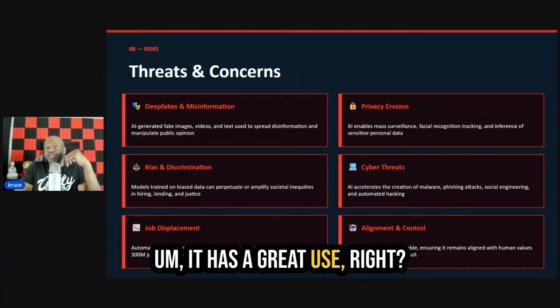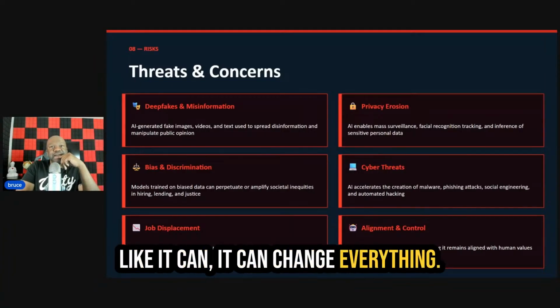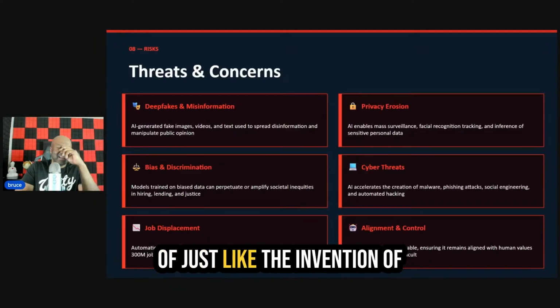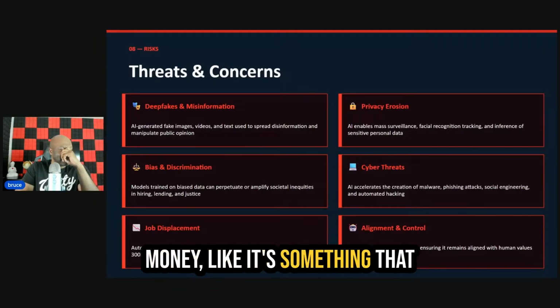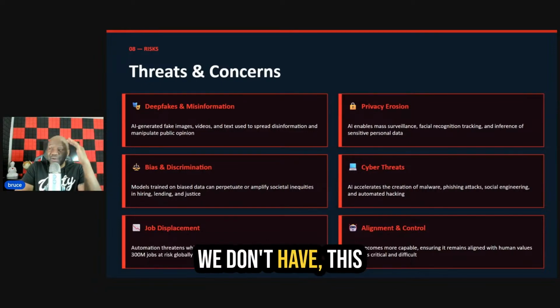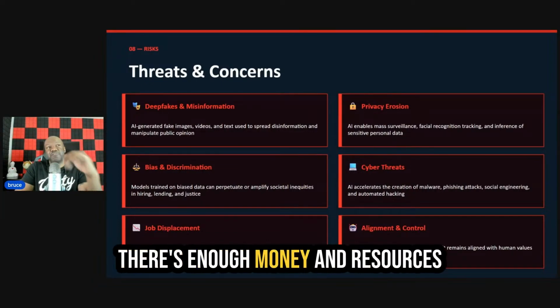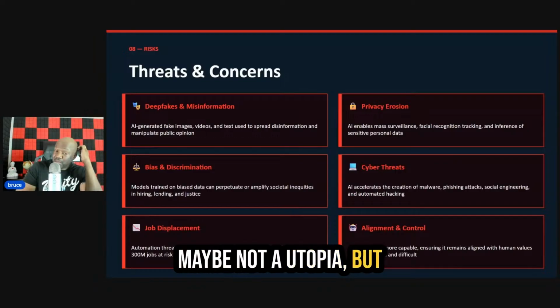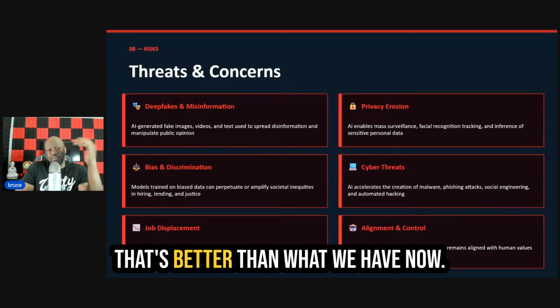It has a great use, right? It can change everything, just like the invention of money. People don't have to starve, man. We don't have to be like that. This doesn't have to happen. There's enough money and resources and space on the earth for us to have, maybe not a utopia, but something that's nice, that's better than what we have now.